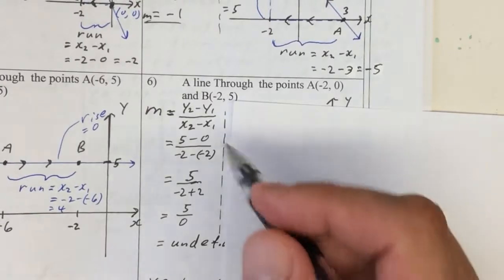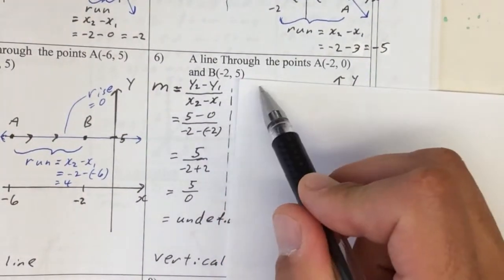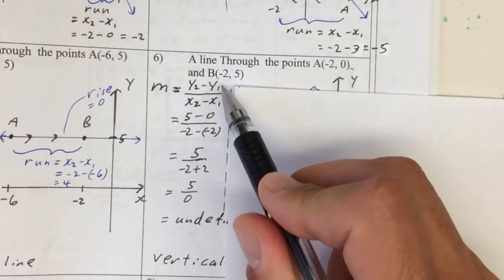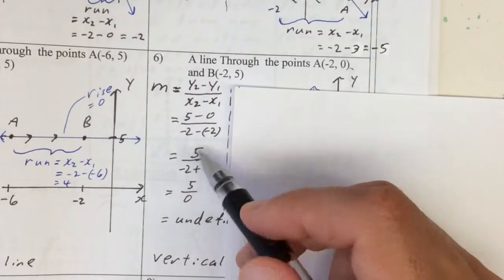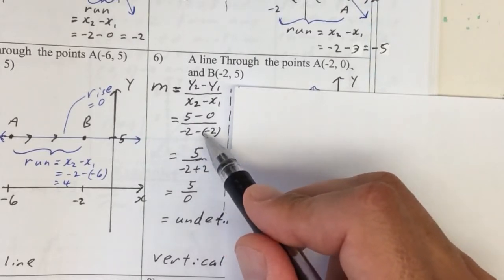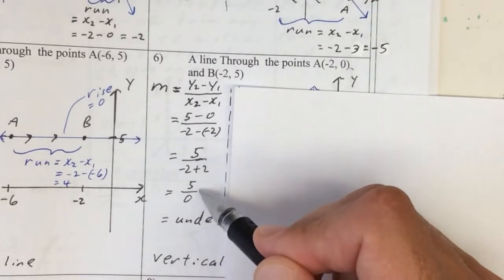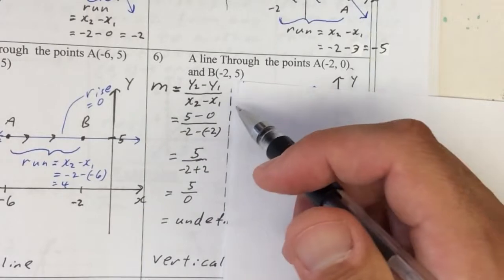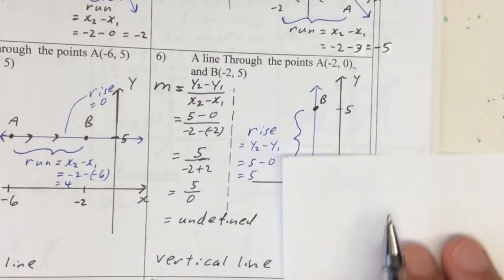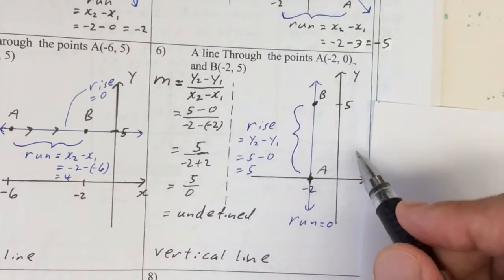So basically here's what we got for the slope. You do 5 minus 0 over negative 2 minus negative 2. So 5 minus 0 is 5. Negative 2 minus negative 2 is plus. That becomes 0. You cannot divide by 0. It is undefined, which means you basically have a vertical line or an infinite slope, and the line looks like that. There's the 2 points.